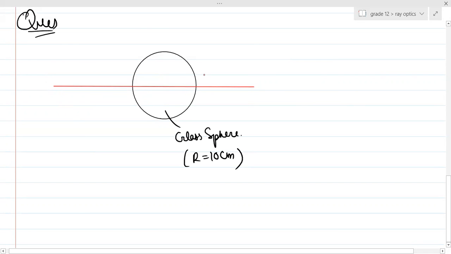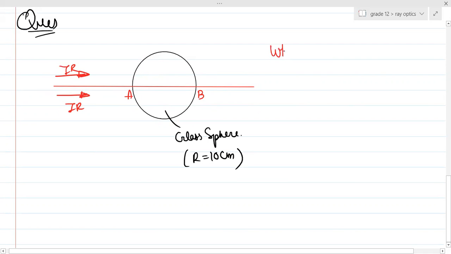So guys, can you see the question, right? The figure shows a glass sphere of radius 10 centimeter. Along its diameter AB, from one side of the sphere, a parallel beam of paraxial rays is incident on this surface, right?